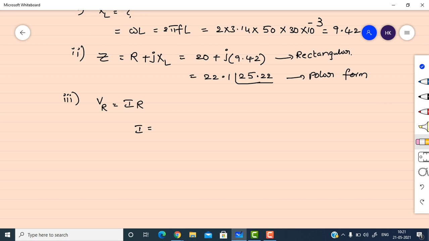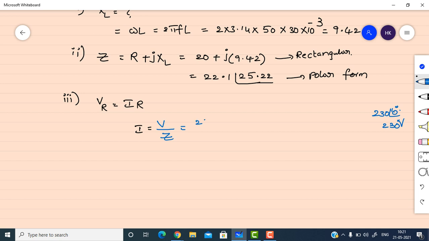I will find this, sir: total voltage V by total impedance Z. VR, the voltage drop across the resistor, we don't know, but V, the total voltage for the circuit, we know. What is the total voltage given? 230 volts. Is it in polar form or rectangular form? It is polar form, 230 at an angle 0 degrees. The 0 degrees means no need to mention, directly we can write it as 230 volts.